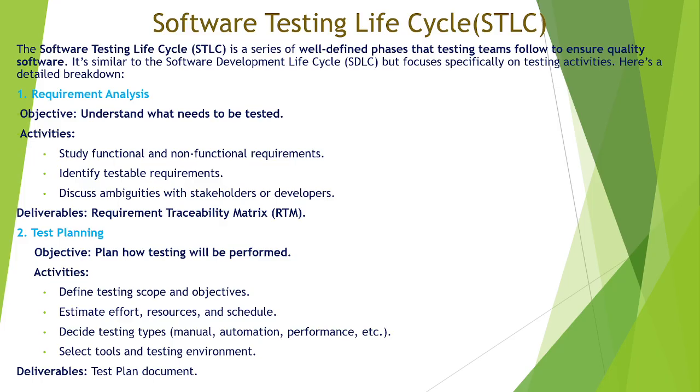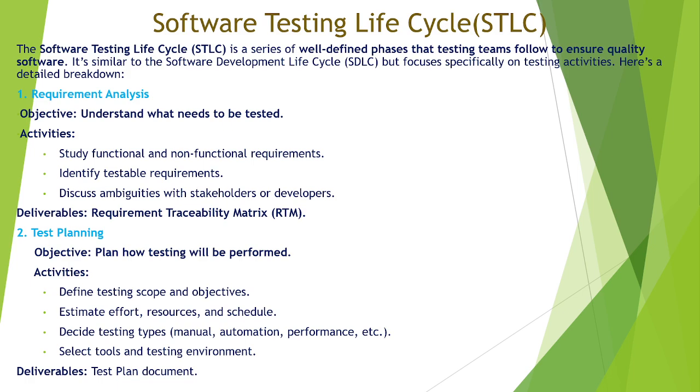So first point is requirement analysis. So what is the objective? To understand what needs to be tested. Activities: study functional and non-functional requirements, identify testable requirements, discuss ambiguities with stakeholders or developers, and the final deliverable will be requirement traceability matrix.